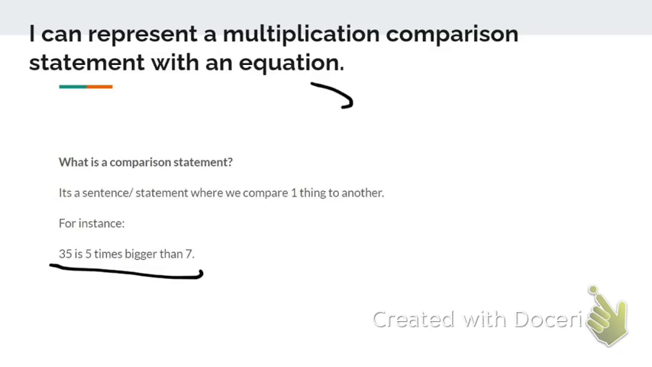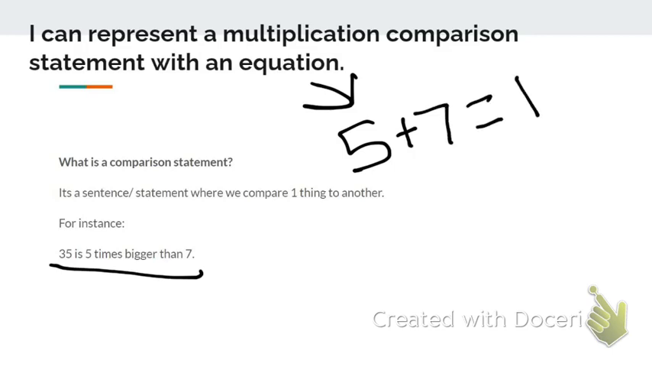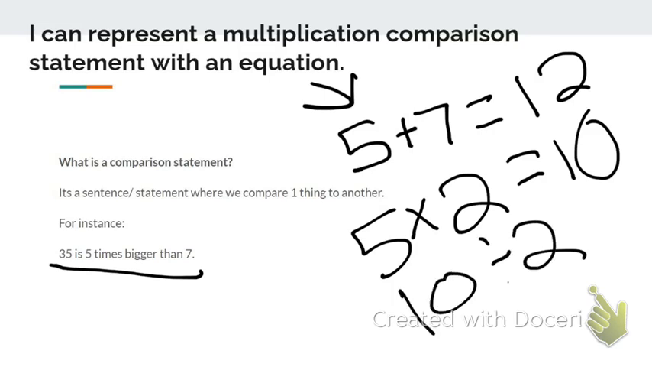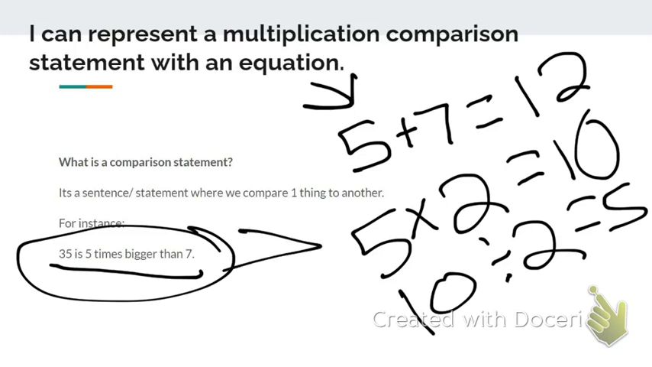What is an equation? An equation is what we've been doing pretty much all of math. 5 plus 7 is 12, right? That's an equation. 5 times 2 equals 10. That's an equation, okay? 10 divided by 2 equals 5. That's an equation, okay? And I could keep going. But those are all examples of equations. So I'm going to turn this into something like that, okay?